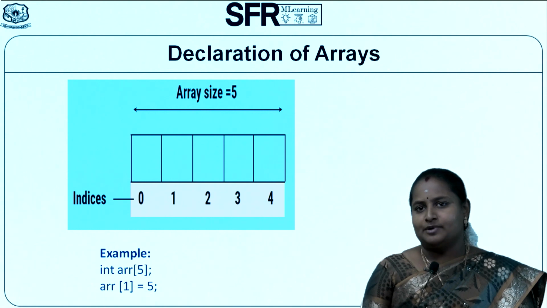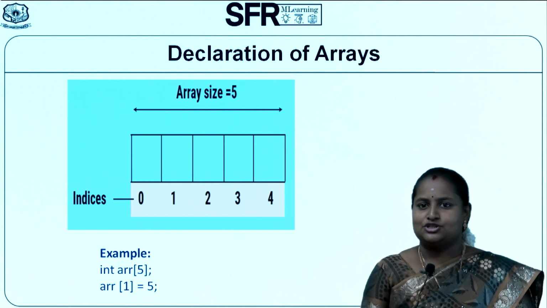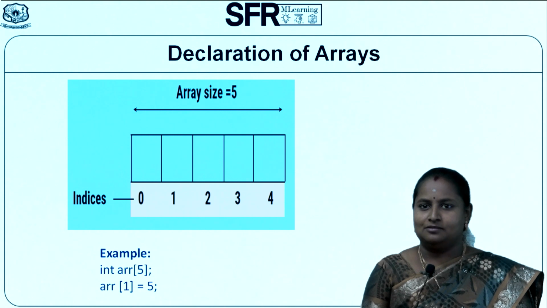This is the picturized representation of a one-dimensional array. Here I am declaring an integer array. So, int, the array name is ARR, the array size is 5. So, at most 5 elements my array can accommodate. Above is the figure representation.